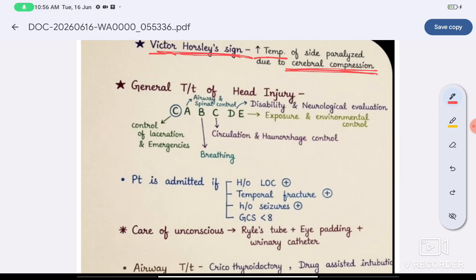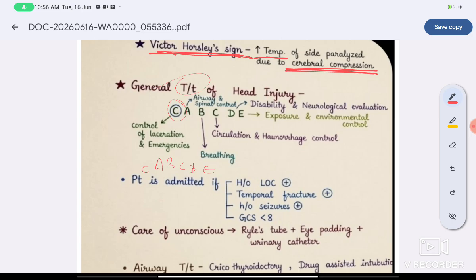Now moving to the generalized treatment of head injury. So like any other trauma, head injury is also treated by the ABCD management. According to the recent ATLS guidelines, there is another C added here, which is the small c. So it is now C, A, B, C, D, E. So what do we mean by CABCD guidelines?